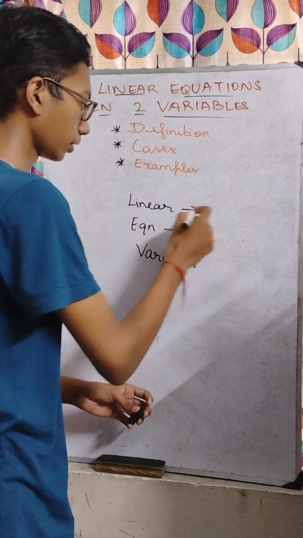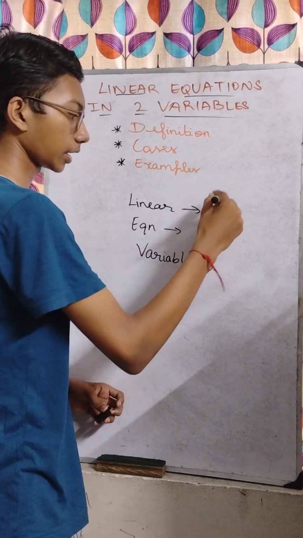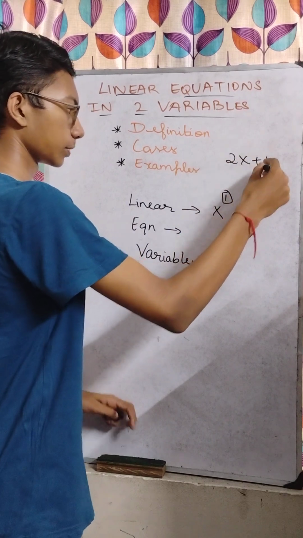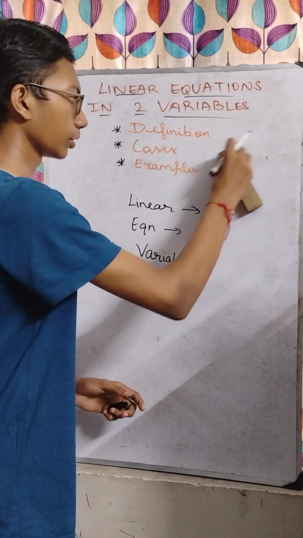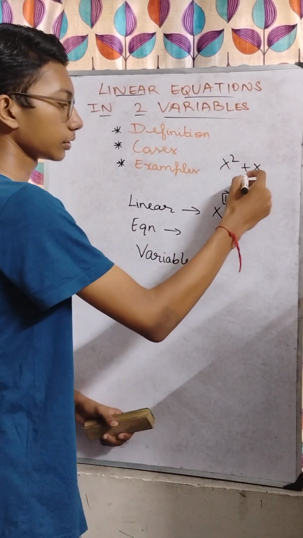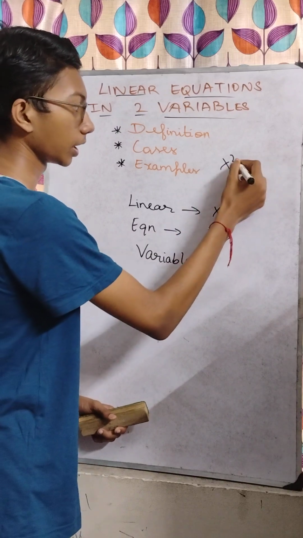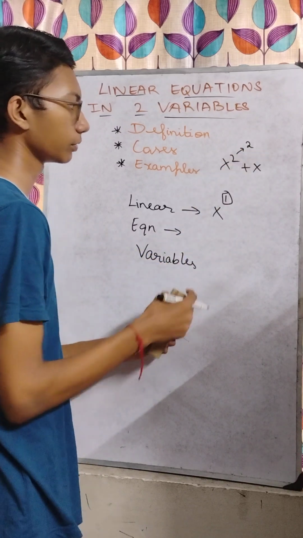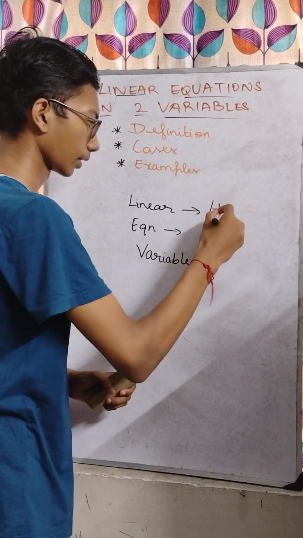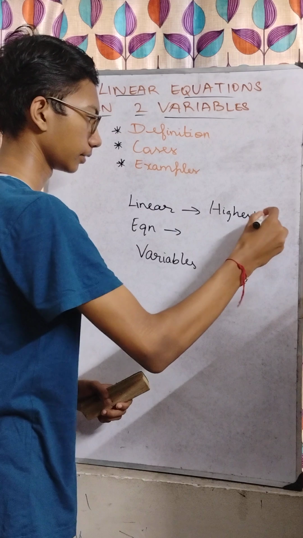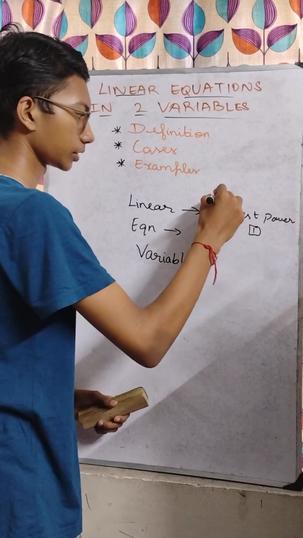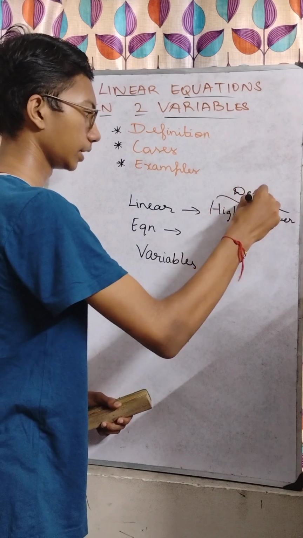So linear denotes anything that has greatest power of 1. Let's say we have the equation 2x plus 1. This is a linear equation because the highest power is 1. Let's say we have x square plus x. This is not a linear equation because the highest power is 2, which means this is a quadratic equation. So the highest power in that equation must be 1. Or instead of highest power, we can say degree.